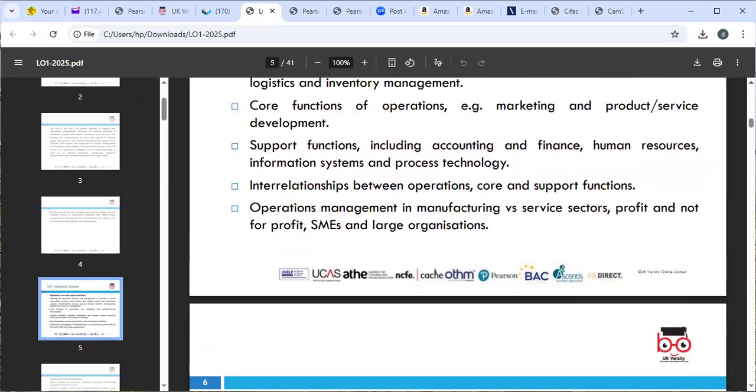Support functions include accounting, finance, human resources, and all that. Relationships between operations, core, and support functions. Operations management in manufacturing and service sectors, profit and not-for-profit, SMEs, and all that. So those are all things that we need to take notice of. Okay.